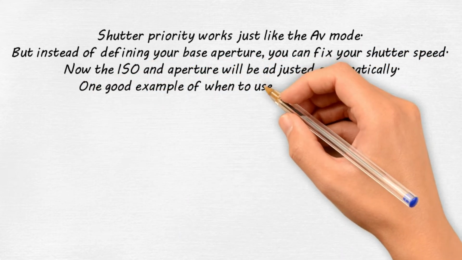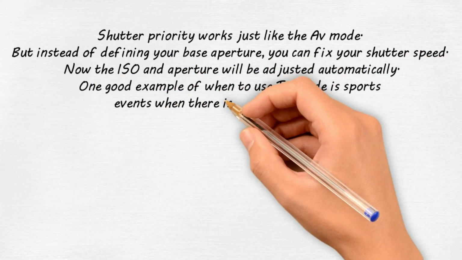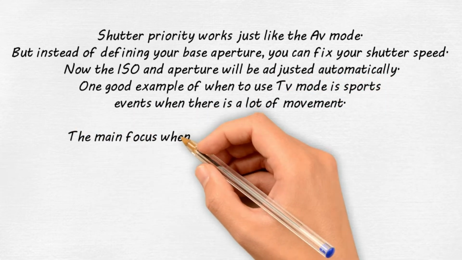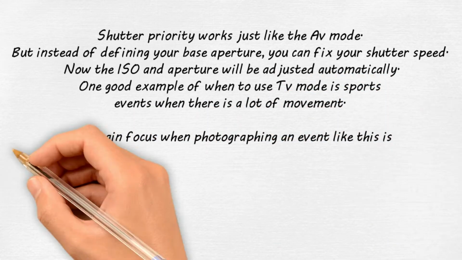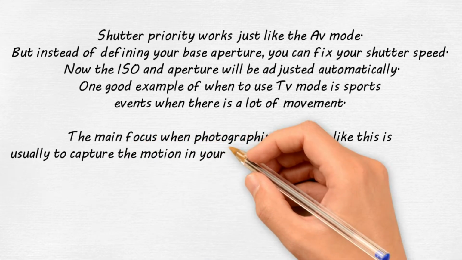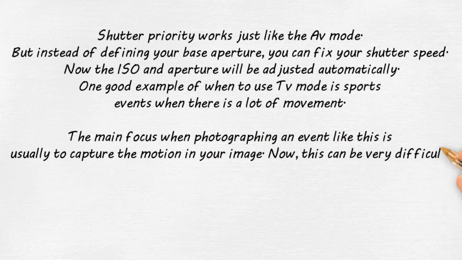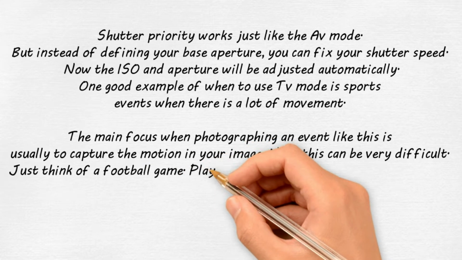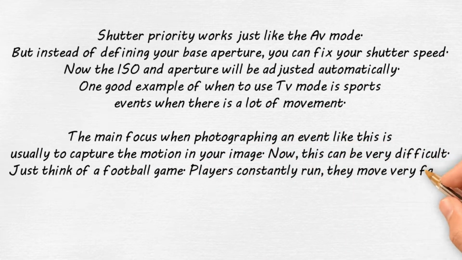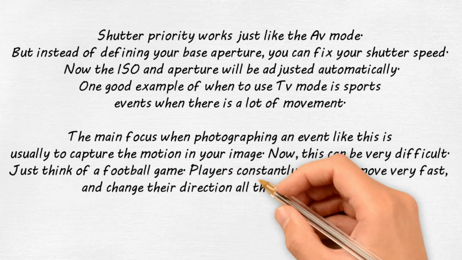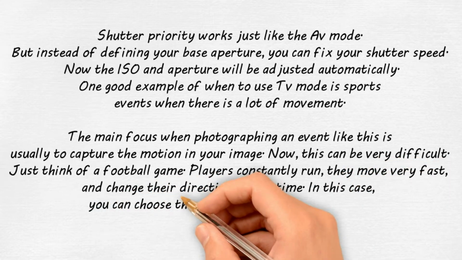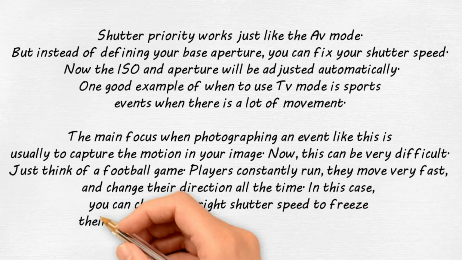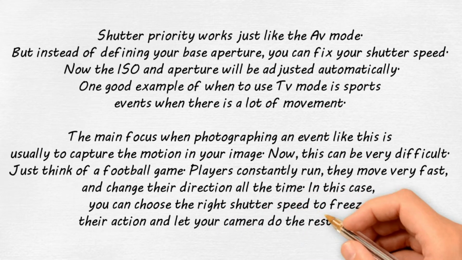One good example of when to use TV mode is sports events when there is a lot of movement. The main focus when photographing an event like this is usually to capture the motion in your image. Now, this can be very difficult. Just think of a football game. Players constantly run, they move very fast, and change their direction all the time. In this case, you can choose the right shutter speed to freeze their action and let your camera do the rest for you.